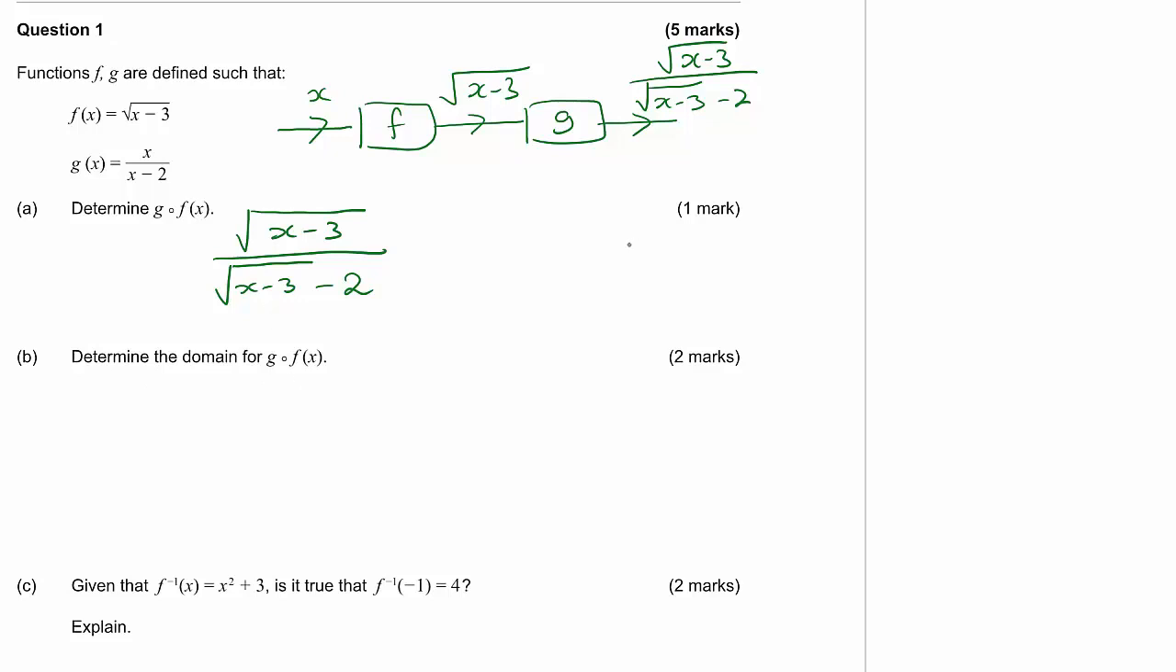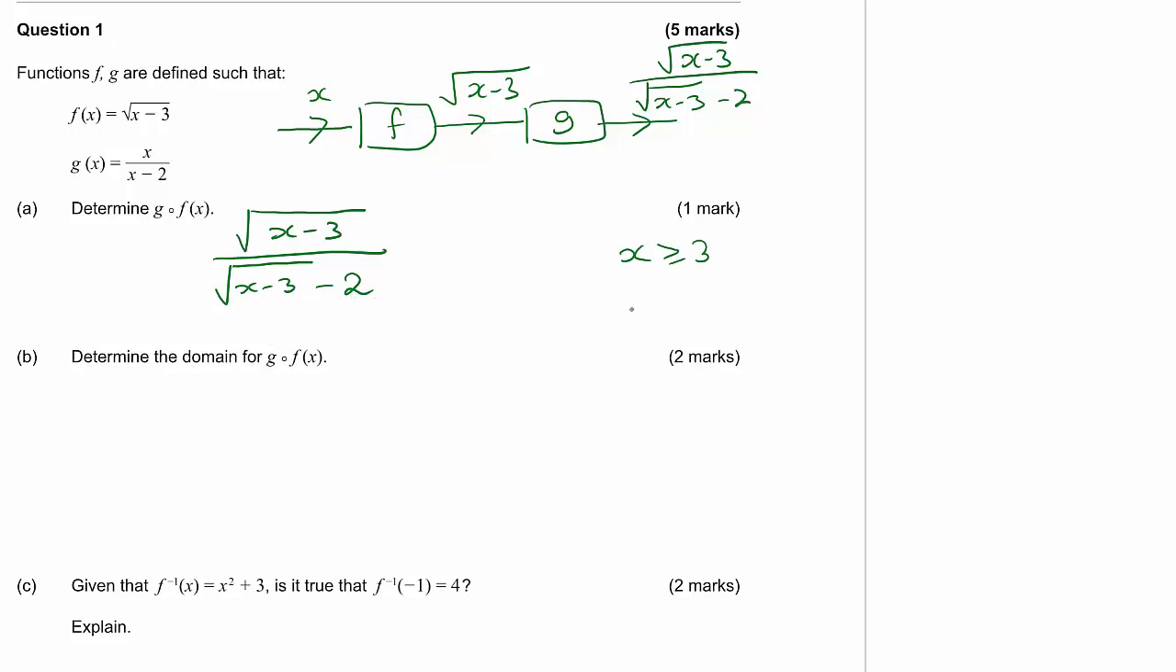Well, first of all, we know that x has to be greater than or equal to 3. That's so that we get a non-negative here. Now that's fine if x is 3 and we get 0 because we've got 0 take away 2, so that's absolutely fine to have on the bottom.